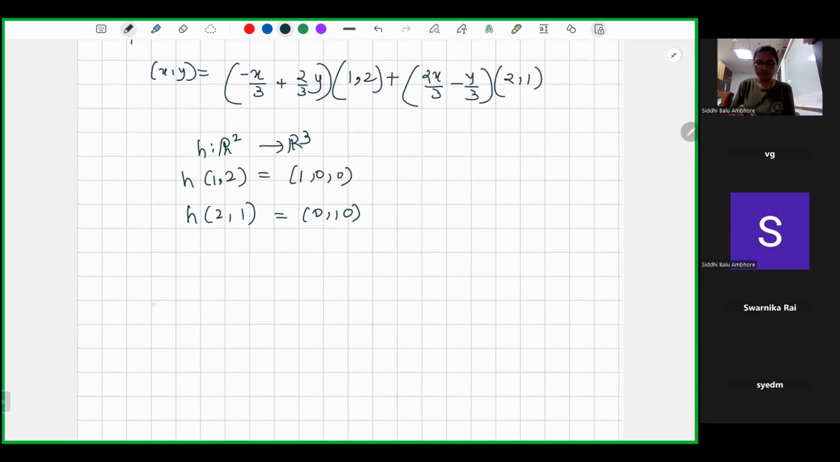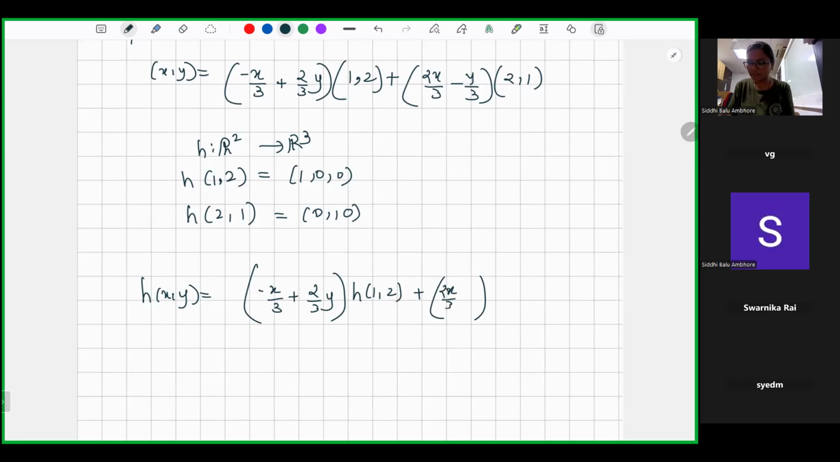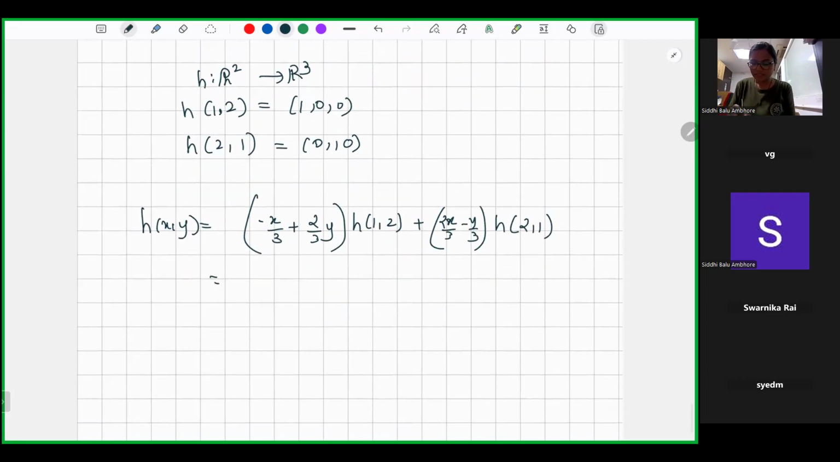So h of (x, y) will be what? It is h of this thing: (minus x by 3 plus 2 by 3 y) times h of (1, 2), plus this constant as it is, (2x by 3 minus y by 3) times h of (2, 1). And whatever it is, I will just substitute here. It is (1, 0, 0) plus whatever here it is, (0, 1, 0).